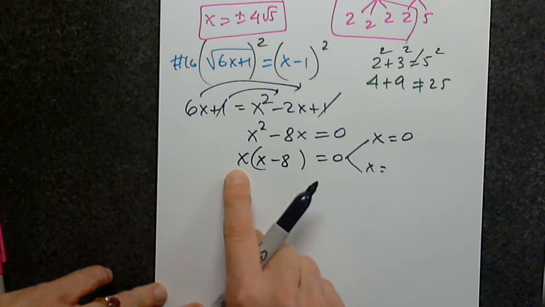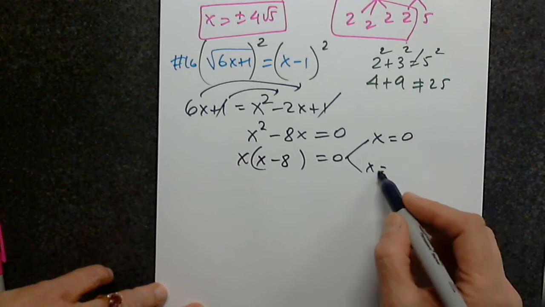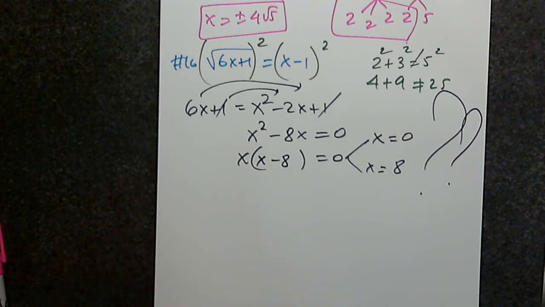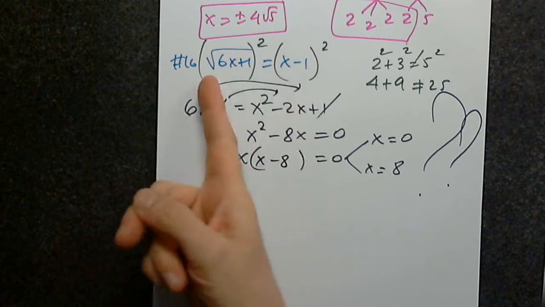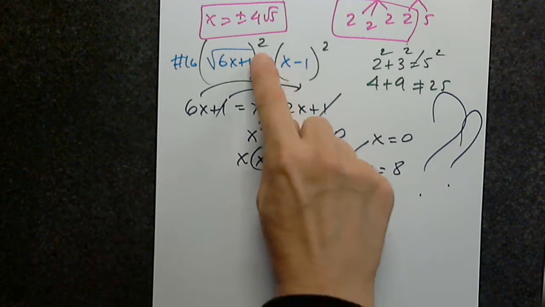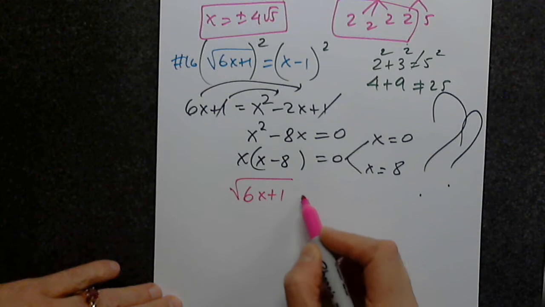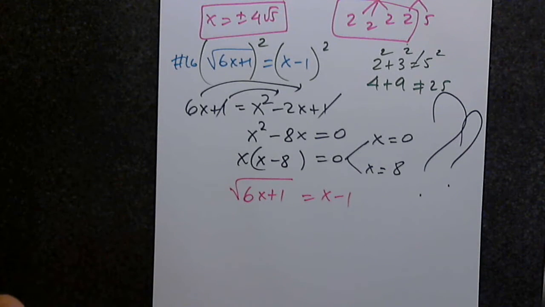x equals 0, exactly, from the first factor. And 8. Good. Now you have to plug it back in, because it's part of the problem. Remember, I used a method that is not 100%. It's the only one I have to use, but it's not 100%. So I go back to the original problem. Careful, this is not the original problem, not the one with the square. The original problem is the square root of 6x plus 1 equals x minus 1.